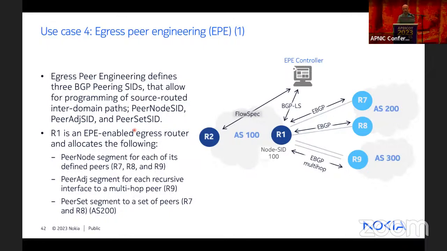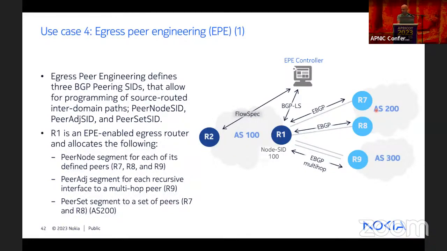So in this case here, when you turn on BGP egress peer engineering, R1 will allocate a number of different SIDs. It will allocate a peer node segment for each of its peers. So R7, R8, and R9 are all nodes. For each interface to a multi-hop peer, it will assign a peer adjacency SID. So in this case for R9, there'll be a peer adjacency SID for the top link and one for the bottom link as well. And if you have configured any peer sets, then it'll assign a SID for the set of peers.